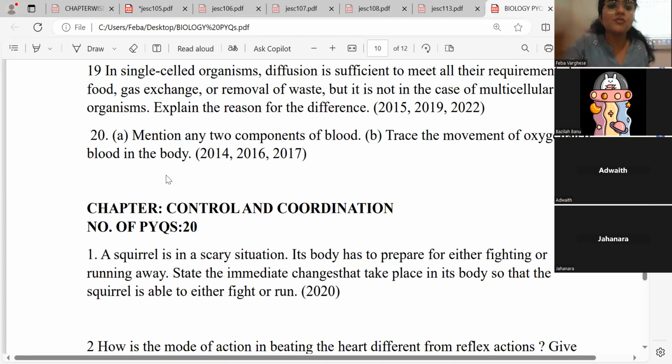Now, trace the movement of oxygenated blood in the body. We begin with the lungs. From the lungs, the oxygenated blood is transported into the left atrium through the pulmonary vein, and then it moves into the left ventricle through the bicuspid valve. From the left ventricle, when the semilunar valve opens, it goes into the aorta and then reaches all parts of the body. That's the transportation of oxygenated blood in the body.